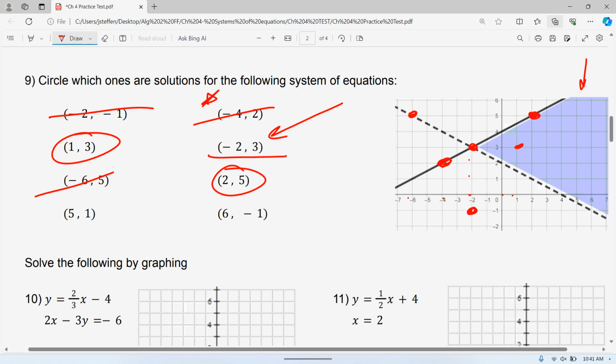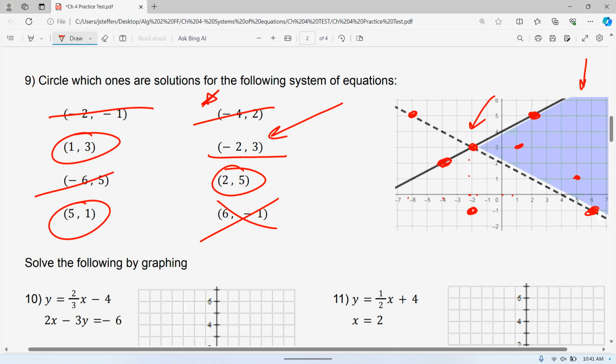Over 5, up 1 is definitely in the shaded region. And 6, negative 1. So 6, negative 1 is right on your line, but this line is dotted. So that's the difference between dotted and solid. Dotted means if it's right on the line, it's still not a solution. Solid means if it's right on that line, it still is a solution. So if you go back to negative 2, 3, that's right where dotted and solid cross.